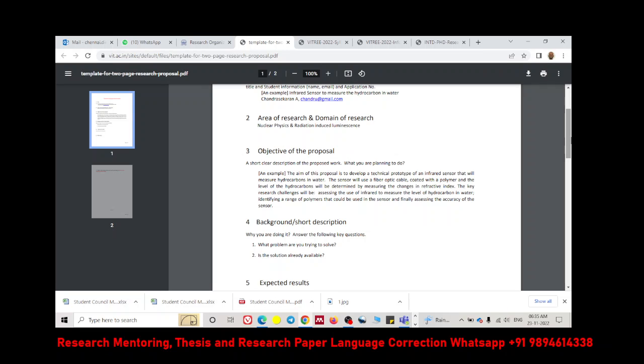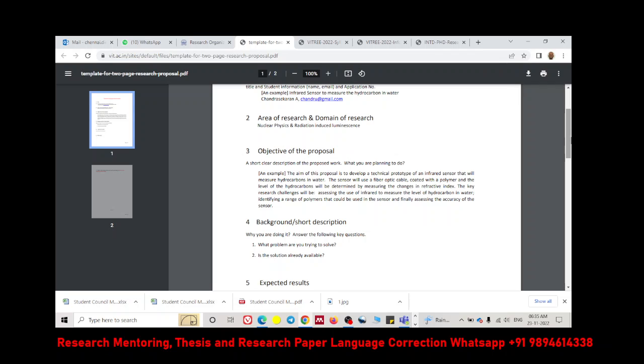So here is the example: the aim of this proposal is to develop a technical prototype of an infrared sensor that will measure the hydrocarbons in water. That's objective 1. Objective 2: the sensor will use a fiber optic cable coated with a polymer, and the level of the hydrocarbon will be determined by measuring the changes in refractive index. That is the second thing. Even they have mentioned what kind of thing they'll use to attain that particular objective.